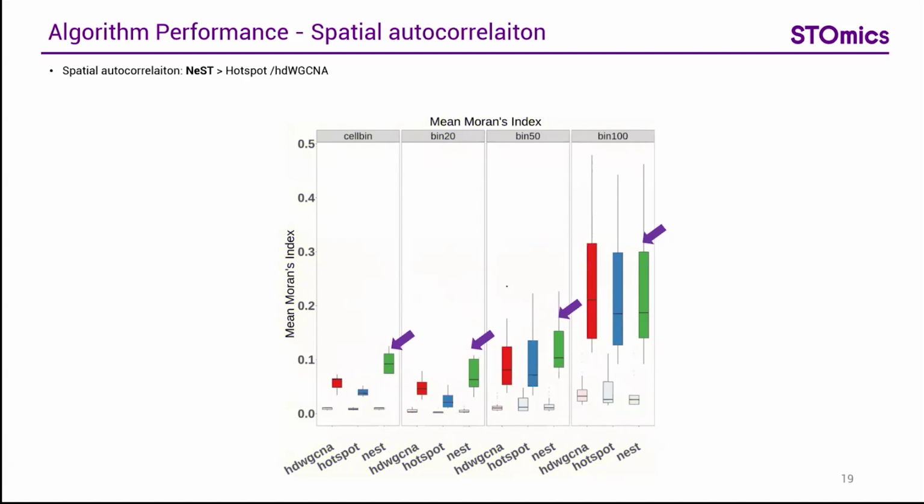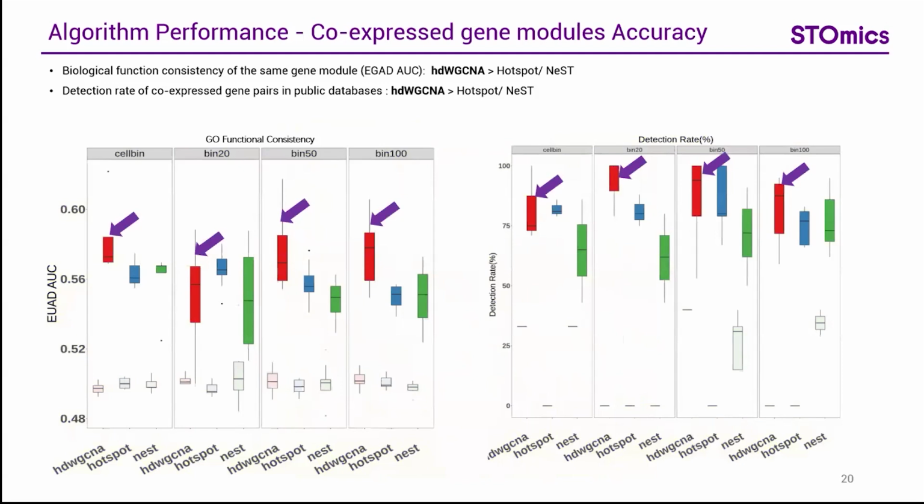As the resolution decreases, possibly due to reduced gene loss, the pattern differences found by the NEST algorithm gradually narrow. In terms of the accuracy of co-expression gene module detection, we found both gene function consistency and the detection rate of public gene pairs show that the high-dimensional WGCNA algorithm, the red box, outperforms the other 2 algorithms.